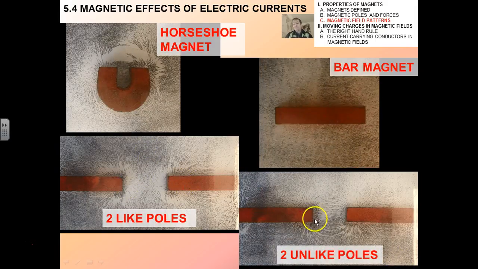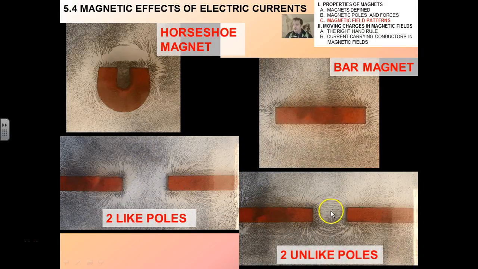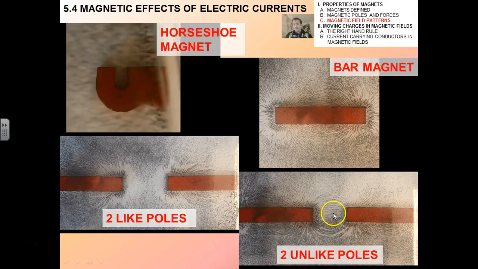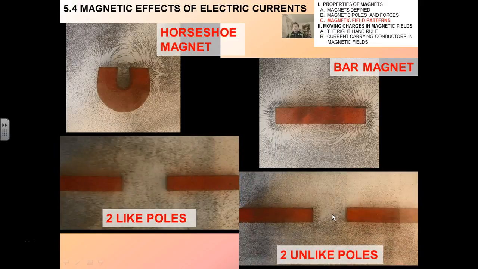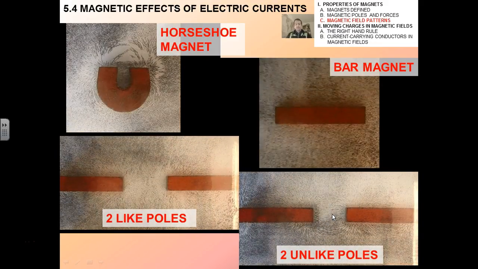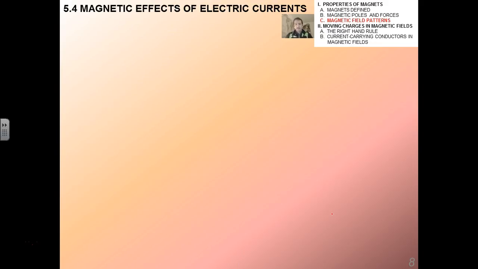And then finally, with two unlike poles, you have a very strong magnetic field in between them. Again, this looks very similar to the electric field between two unlike charges, positive and negative.